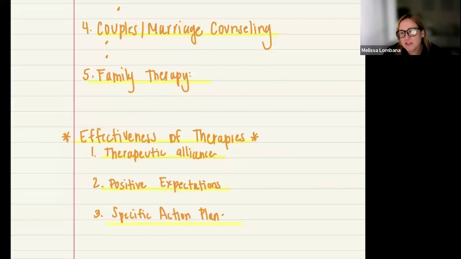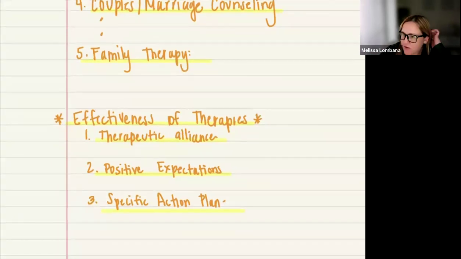Okay, so effectiveness of therapy is the next one. What makes a therapy effective and works well? There's kind of three factors of what they found make therapy effective. The first one is going to be the therapeutic alliance, which is basically the relationship between the therapist and the client. Do they mesh well? Is one person more empathetic, understanding of the person? And that could take some time.